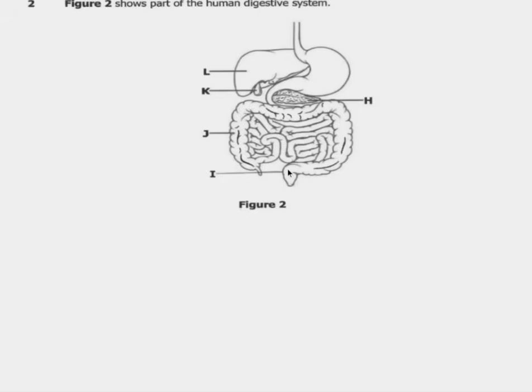So the first one is saying figure 2 shows part of the human digestive system. So we have part L, which is called the liver, part K, which is called the bile duct, part H, which is called the pancreas, J, which is called the large intestine, also these which are called the small intestine, part I, which is called the rectum. So the anus is this one, and this one is the rectum. So other parts like the esophagus, also have the stomach. So those are the major parts that we have here. So let's see the first question.